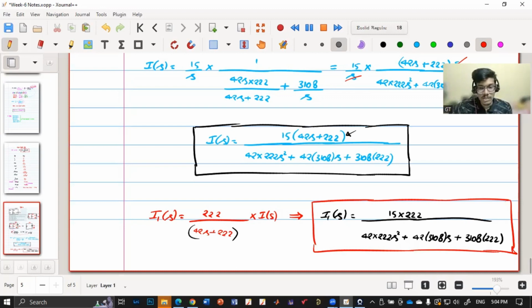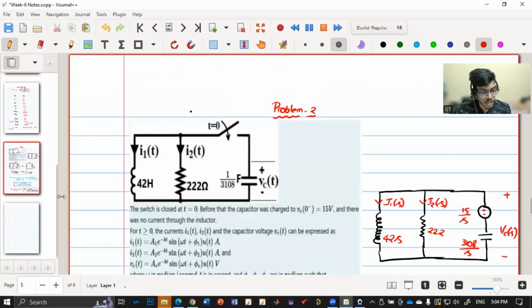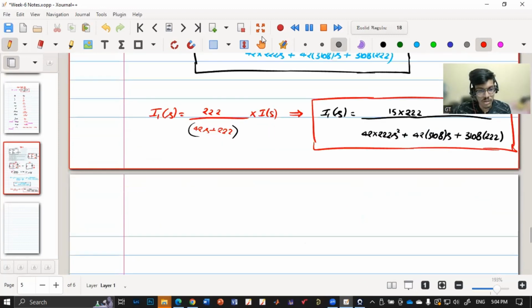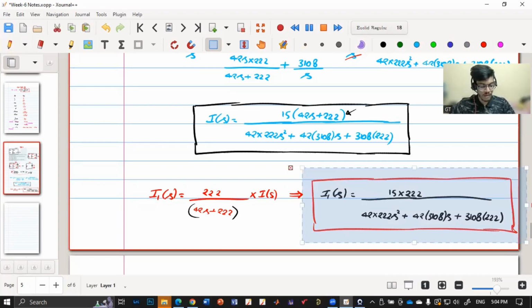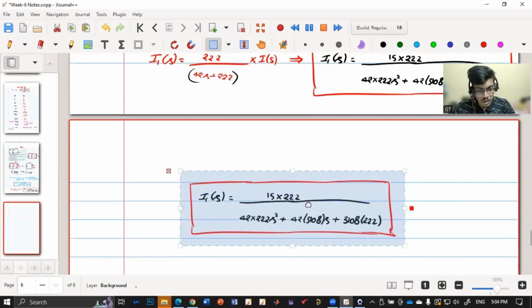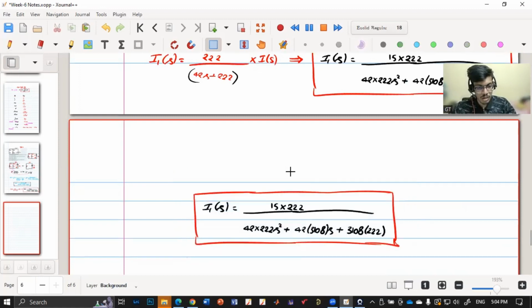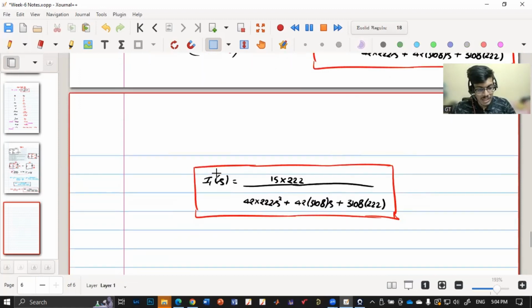Okay. Now let me just add a new page and take this equation there. So there we'll apply the inverse Laplace transform. And now this is I1 of S. Now we also have to similarly calculate I2 of S. But first let us solve for I1 of S and then we can go for I2 of S.